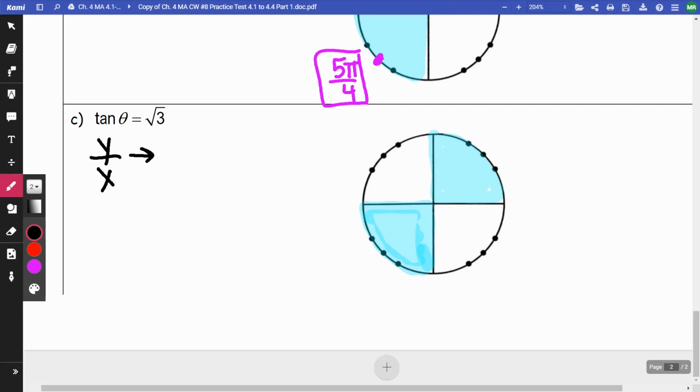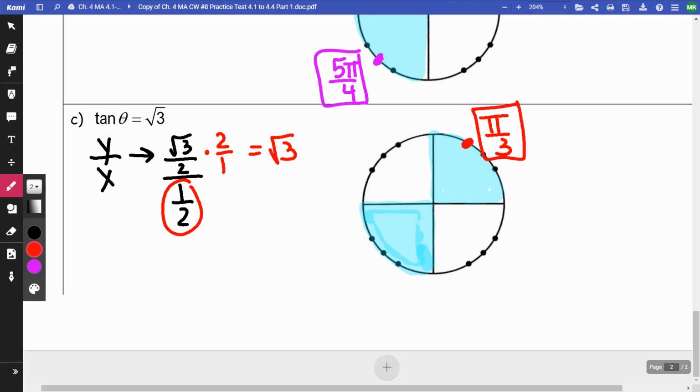And notice that I have a root 3 and not like a root 3 with a 3 on bottom where maybe I rationalize it. So I'm thinking I want my root 3/2 on top and my 1/2 on bottom. But let's just double check it. So if I take this and I multiply by the reciprocal, yeah, I end up with a root 3. So I want my root 3/2 to be my y and my 1/2 to be my x. So that's going to be at pi thirds and at 4 pi thirds. And that's the end of the video for part 1.